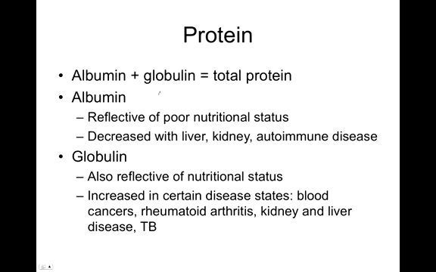Proteins and other tests that will be on the CMP, so it includes albumin and globulin, which is the total protein. Albumin, again, we talked about, it's reflective of poor nutritional status. Now that's long-term. A short-term test would be the pre-albumin. That's not routinely ordered in a CMP, but you can order it. The albumin is decreased with liver, kidney, and autoimmune disease. The globulin is also reflective of nutritional status, increased in certain diseases like blood cancers, rheumatoid arthritis, kidney and liver disease, and tuberculosis.